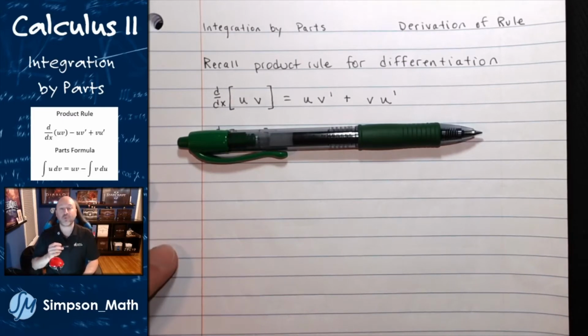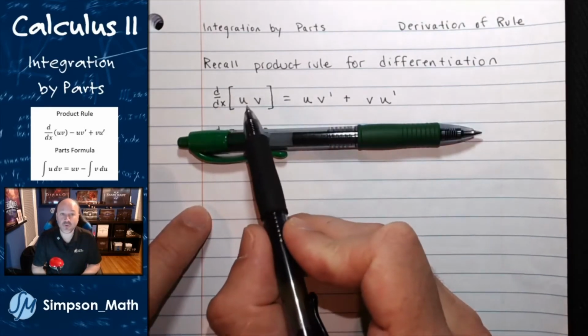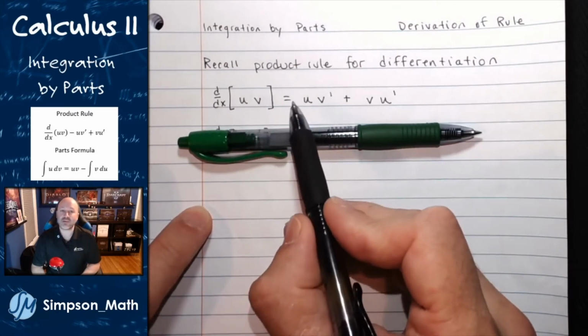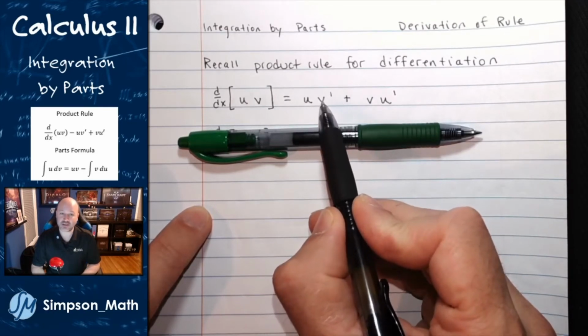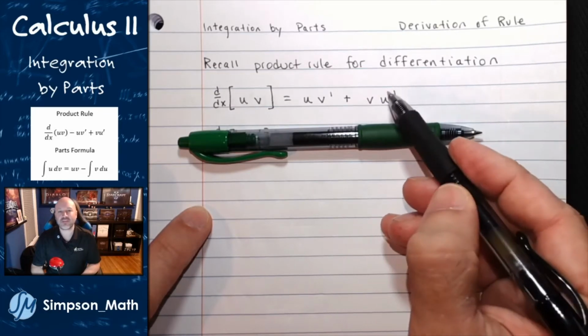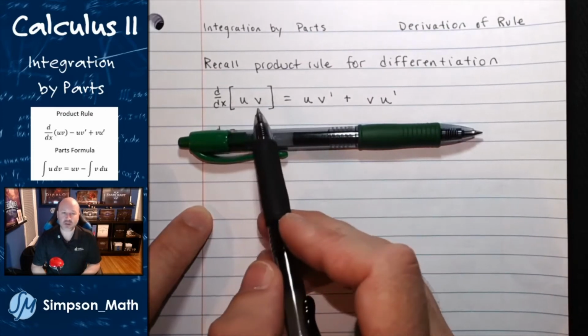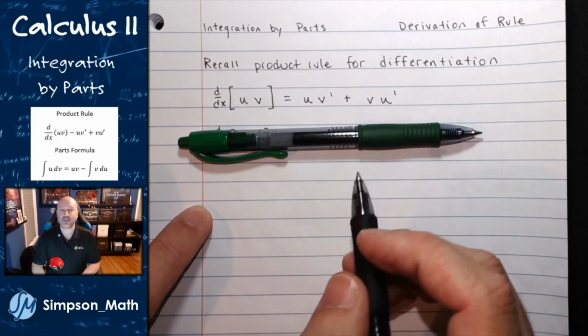So, recall from Calculus 1 the product rule for differentiation. I have the derivative of u times v, two separate functions, is equal to the first function times the derivative of the second plus the second function times the derivative of the first. This is that prime notation I'm using here. So the derivative of a product is first d second plus second d first.